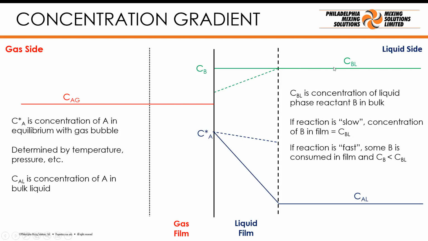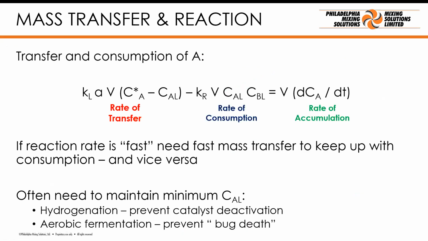Similarly, if the reaction is slow, the concentration in the film will be equal to the bulk concentration of B. But if it's faster, some B will be consumed within the film. That's when we have enhancement of the mass transfer due to the consumption by reaction. So we can write our equation: rate of mass transfer, kLaV times the concentration gradient, minus the rate of consumption, is equal to the rate of accumulation.